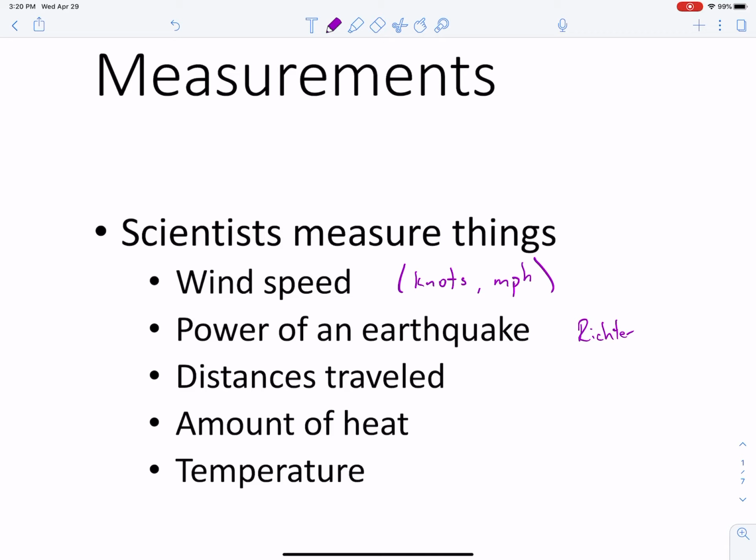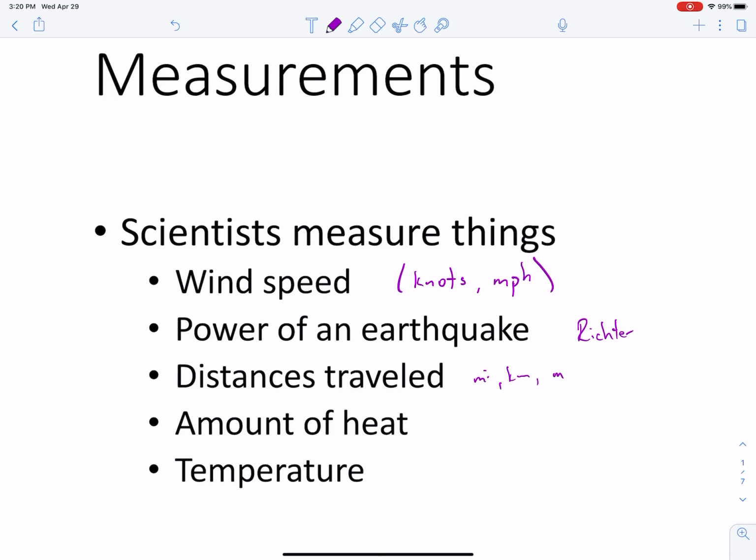You can measure distances traveled. If you're a human, we like to think of miles, we like to think of kilometers, but if you're a snail, it might be nice to not think along miles and kilometers, but along the order of something called a meter. Now, we can also look at heat, and heat is measured in lots of ways.